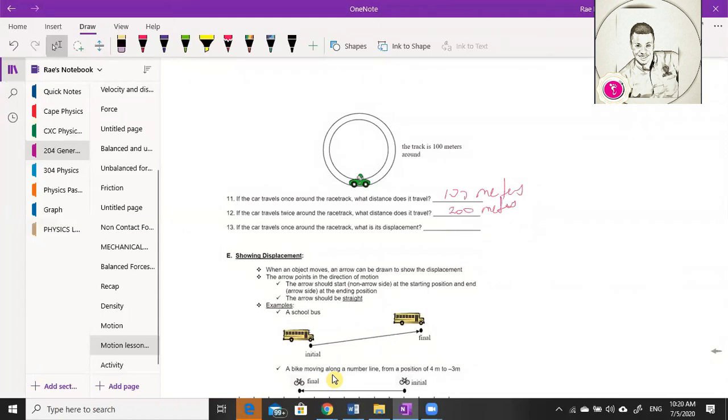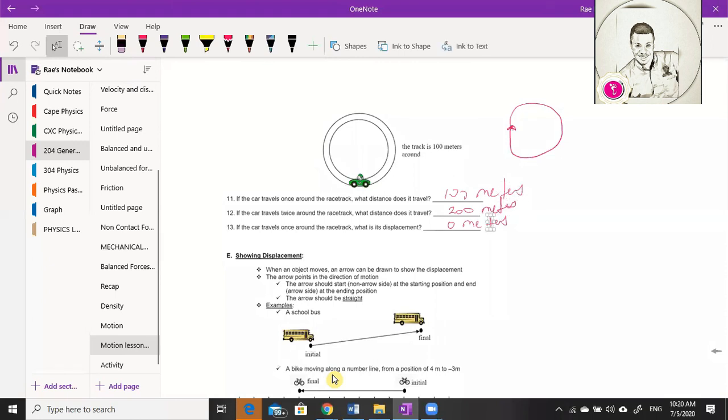Good. Now, if the car traveled once around the racetrack, what is its displacement? 0 meters. Remember, if you start here and you go all the way around and you come back to where you started, you have 0 displacement. You have reached back to your original position, so you have no displacement at that point, right?